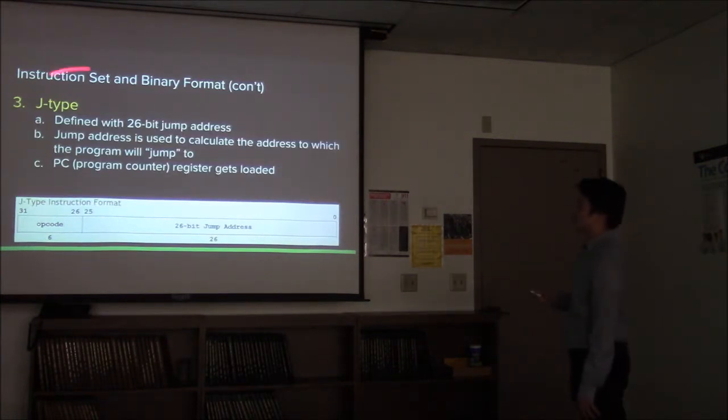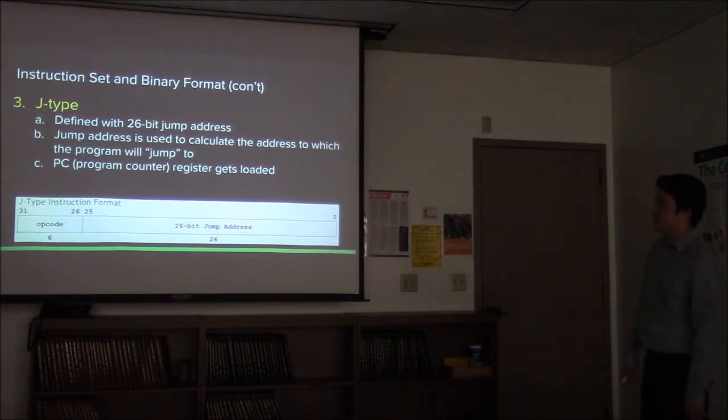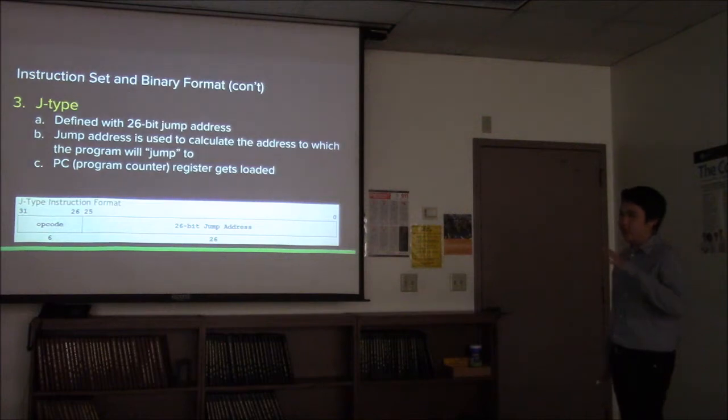And the third type is the J-type. These are defined with the 6-bit opcodes. There's jump and jump and link, and there's just the 26-bit jump address which we use to calculate the address to which the program will jump. And the register that gets loaded is our program counter, which will then decide which instruction to fetch next within the instruction memory.